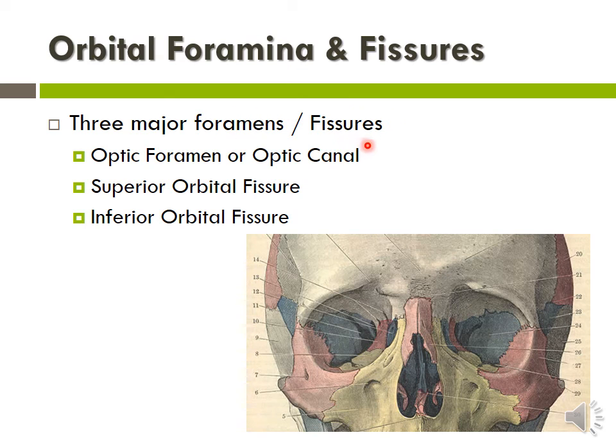foramina or fissures are nothing but gaps or openings in the orbit through which the blood vessels and the nerves can either come towards the eyeball or go out of the orbit. Three things you need to remember: optic canal, through which the optic nerve is going out. Another two are fissures, superior orbital fissure and inferior orbital fissure.